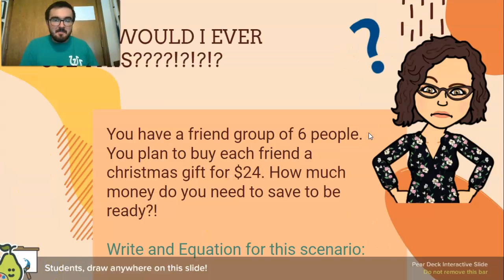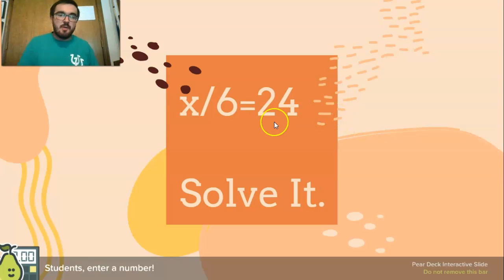Okay, we're going to skip this one and just show you the equation. So it says x divided by 6 equals 24, right? If we are dividing by 6, the opposite of division is multiplication. So we're going to multiply both sides by 6, so we'd get 24 times 6. That would be our answer.